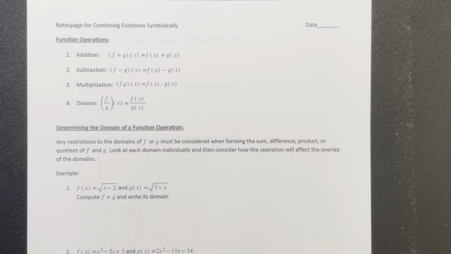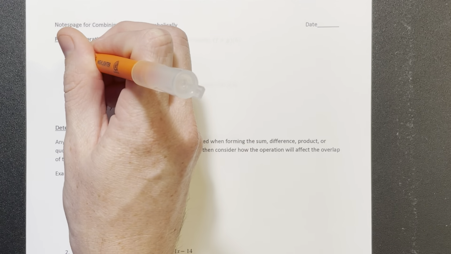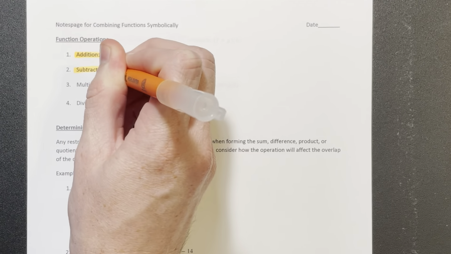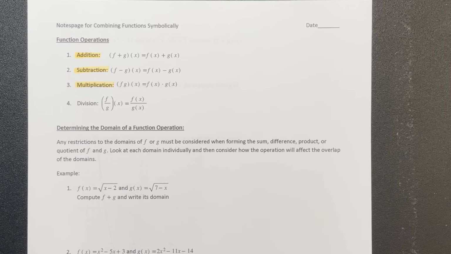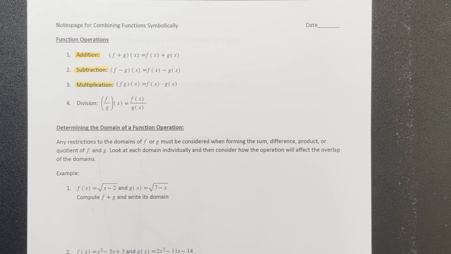For our lesson today, we're going to talk about combining functions symbolically. We're going to focus on addition, subtraction, and multiplication in this lesson. We'll hold off on division until Module 2. But when we look at combining functions, we're just adding or subtracting or multiplying the functions together and then seeing what happens to the resulting domain.